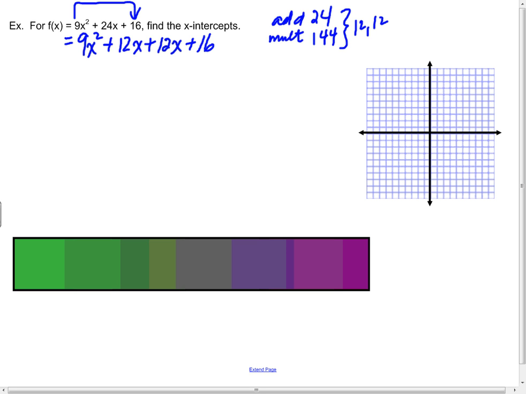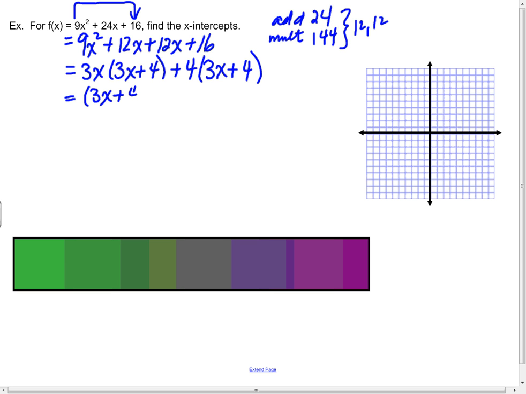Now I can factor that by grouping. My first two terms, I see a common factor of 3x, which will leave me 3x plus 4 in brackets. For my second two terms, the 12x and the 16, I see a common factor of 4, and in the brackets 3x plus 4. All right, final answer: that common bracket of 3x plus 4, and coincidentally the leftovers are also 3x plus 4. Now that's a little ugly.